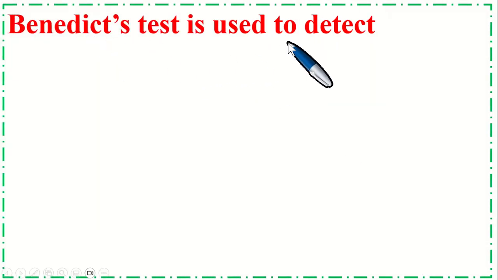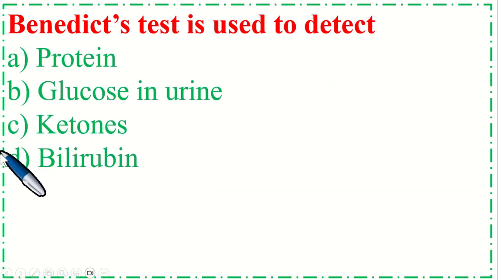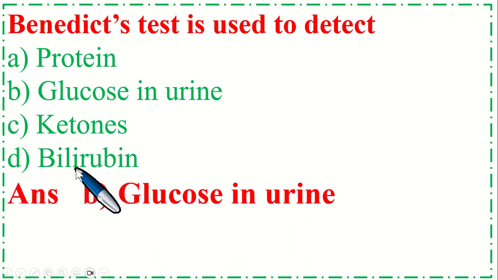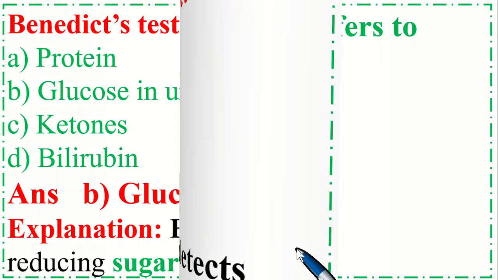Benedict test is used to detect option A, protein, B, glucose in urine, C, ketone bodies, and option D, bilirubin. So the correct option is B, glucose in urine. Explanation is Benedict test detects reducing sugars like glucose in urine.